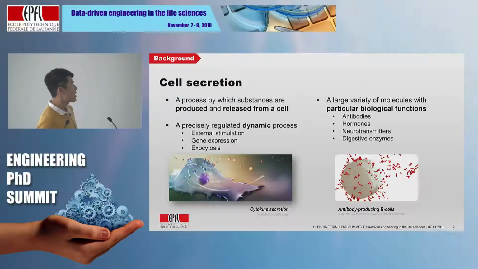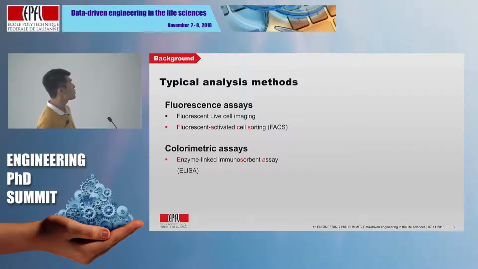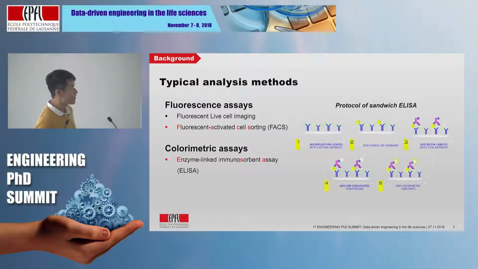body. To analyze such a complicated process, typically we can use fluorescence assays such as FACS or colorimetric assays such as ELISA. Here I show a diagram of how the sandwich ELISA assay gets done. It contains multiple steps to put different labels onto the target molecules to amplify the signal for the readout.